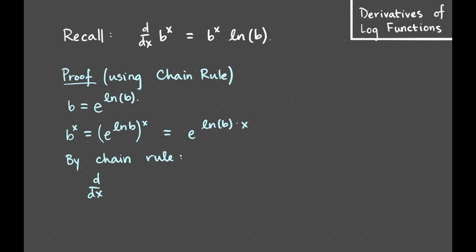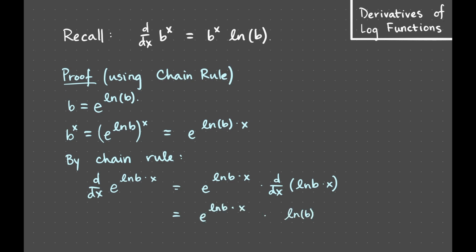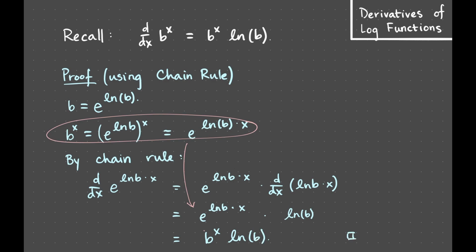Indeed, the outer function is just the natural exponential, so chain rule says that the derivative is given by e to the ln b times x times the derivative of ln b times x. The derivative of ln b times x is just ln b, so this means that the derivative is given by e to the ln b times x times ln b. But remember that the first term is just b to the x, and so in total then, we obtain a derivative of b to the x times ln b, as we've seen before.